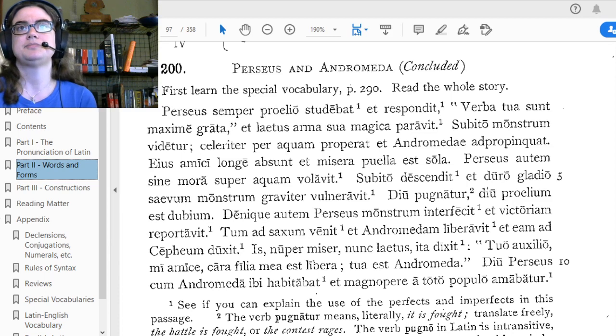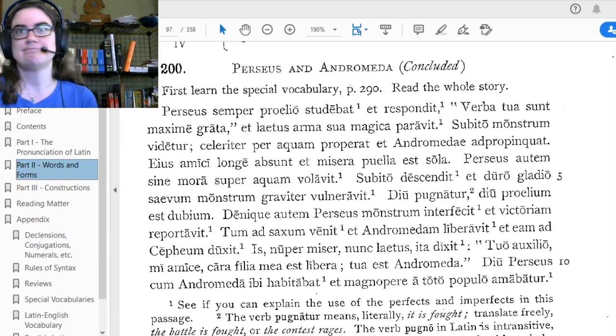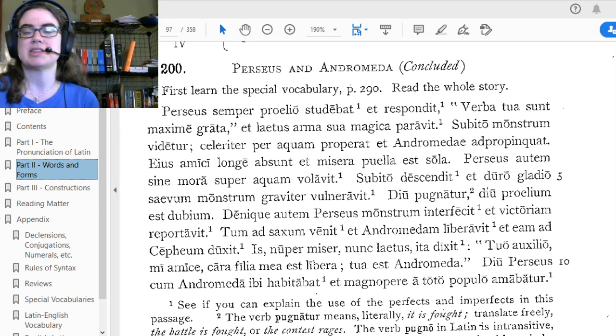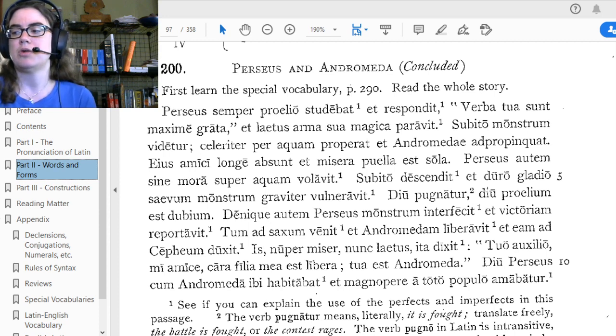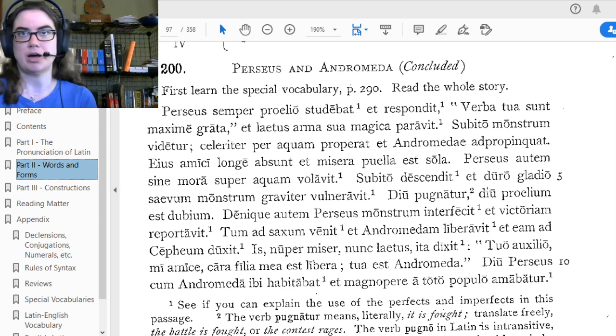Words like that, sword. For a long time, it is fought, pugnatur. So this is a good note here. The verb pugnatur means literally it is fought. So translate freely: the battle is fought, the contest rages. This is something that Latin does not infrequently. It uses a passive verb without a subject just to mean there is a battle. The battle is on. Fight it out.